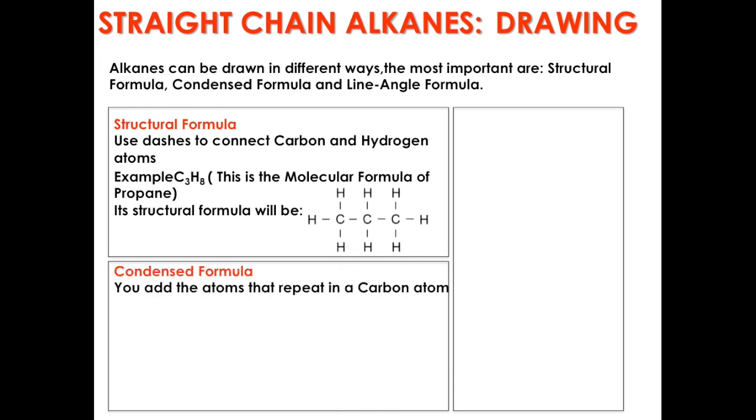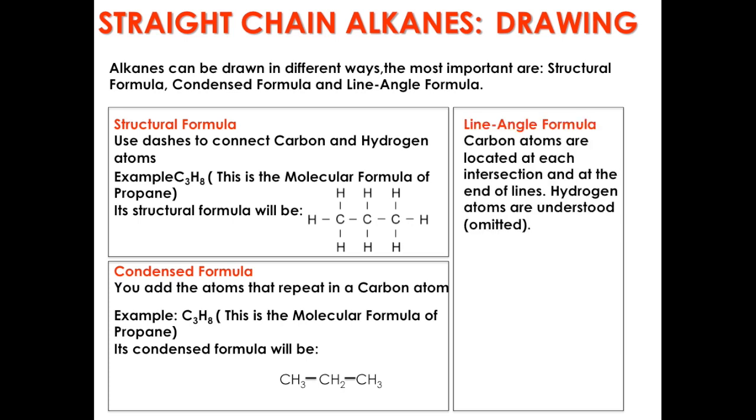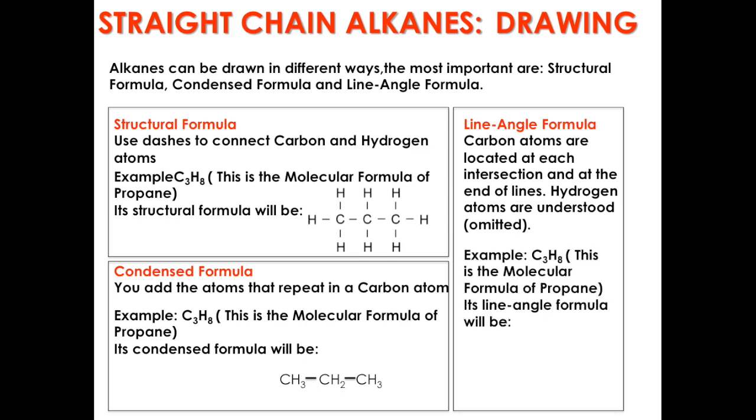Condensed formula: you add the atoms that repeat to the carbon atom bonded to them. An example is again propane, and the condensed formula here will be CH3-CH2-CH3. Line angle formula: carbon atoms are located at each intersection and at the end of lines. Hydrogen atoms are understood and omitted. Back again with propane, the line angle formula will be this one.